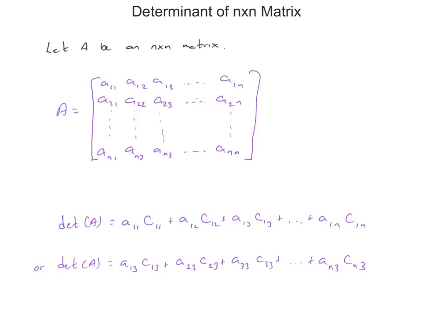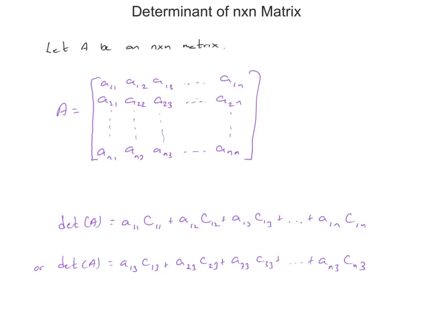When I expand by the first row, I'm going to take each element of that first row and multiply it by its cofactor, and add all those together. So it's going to be A11 times its cofactor plus A12 times its cofactor plus A13 times its cofactor, and so forth, all the way to A1n times its cofactor. Now remember, the cofactor is either going to be positive or negative, and these are going to alternate. So C11 is going to be positive, C12 will be negative, C13 will be positive, C14 would be negative, and so forth.